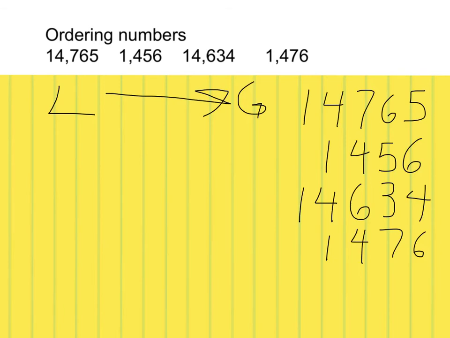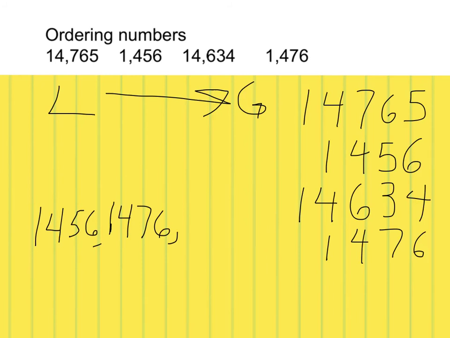So first off, I've got ones in the thousands place. I've got fours in the hundreds place. And I have a 7 in the tens place here and a 5 in the tens place there. So my smallest number is 1,456. The next number would be the 1,476.